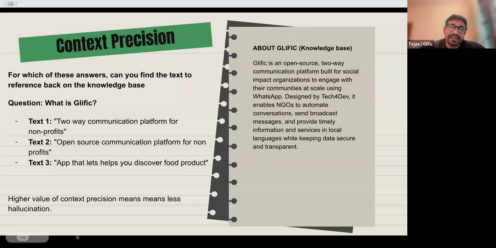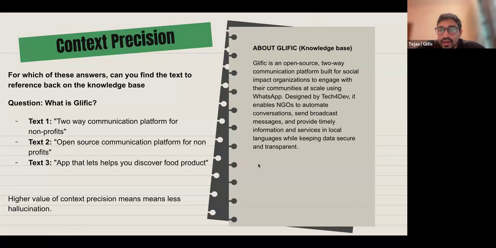Okay, so next is context precision. Now imagine, think of this on the right side as a knowledge base. So we are creating an AI assistant which has this paragraph about Glyphic as a knowledge base. And then we ask it this question, what is Glyphic? And then we get these three responses: it's a two-way communication platform for nonprofits, it's an open source communication platform for nonprofits, an app that helps you discover food products.